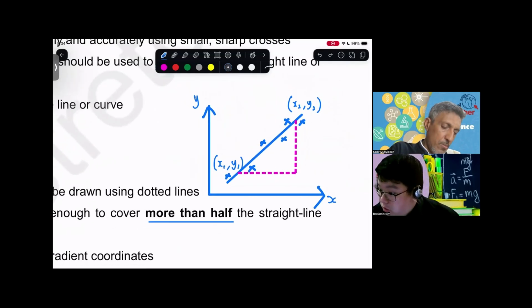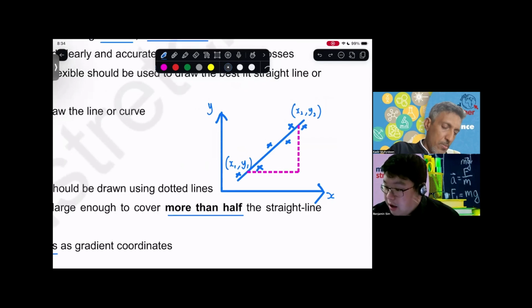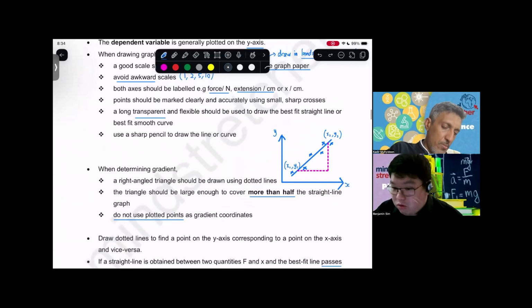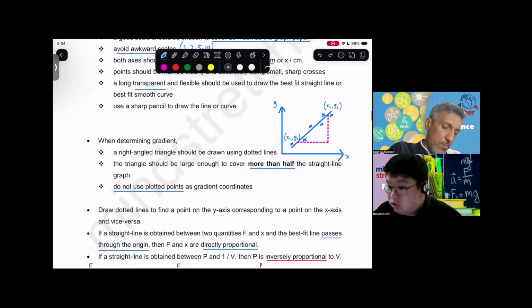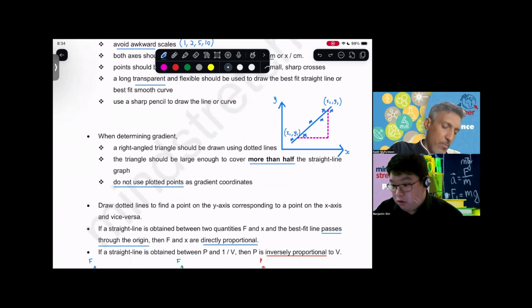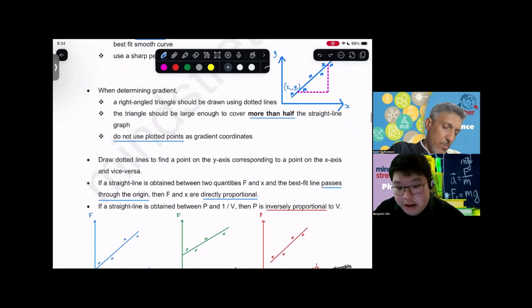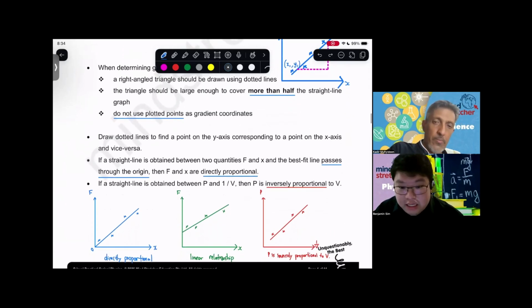Is it required to have dotted lines for the gradient? The answer is yes. When you are demonstrating how you are finding the gradient, you must draw dotted lines to form the right angle triangle. This is for your working. Good question. All right, so with that, we now discuss this one here.